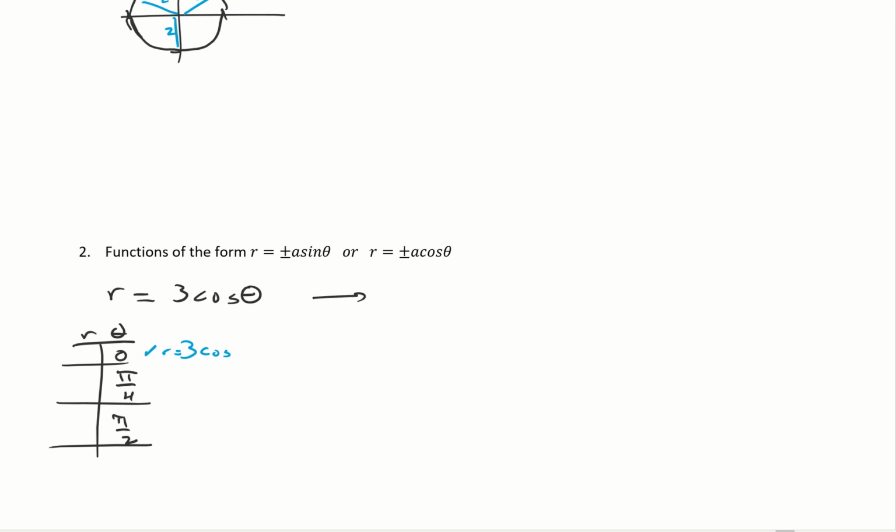I'm laughing at myself. Gives us 3. In this case, r is equal to 3 cosine of pi over 4, which is like radical 2 over 2, so it's 3 radical 2 over 2. And then finally, you get here, r is equal to 3 cosine of pi over 2, which really becomes 0.